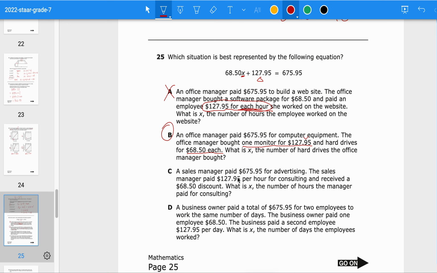C, a sales manager paid this for advertising and paid this per hour. Again, if you see 127.95 with per hour, it means it's not right because it's a fixed number. We don't have to use per hour to calculate the total cost. So C is out. And D, we have 2 employees, the same number of days. Paid one employee this, the business paid the second employee this per day. Again, when 127.95 is with per day, it means it is a rate, and we said that this one is not a rate, it's a fixed number. So D is not right.